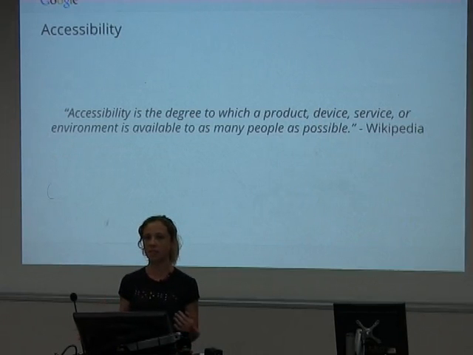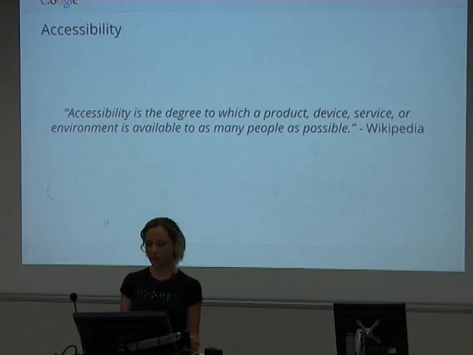All right, so talking about accessibility, I'm going to go into a bit of an accessibility 101 just to give some background on what we're actually talking about when we talk about testing for accessibility. This really great Wikipedia quote says, accessibility is the degree to which a product, service, device, or environment is available to as many people as possible. What I like so much about this definition is that it doesn't mention ability or disability at all.